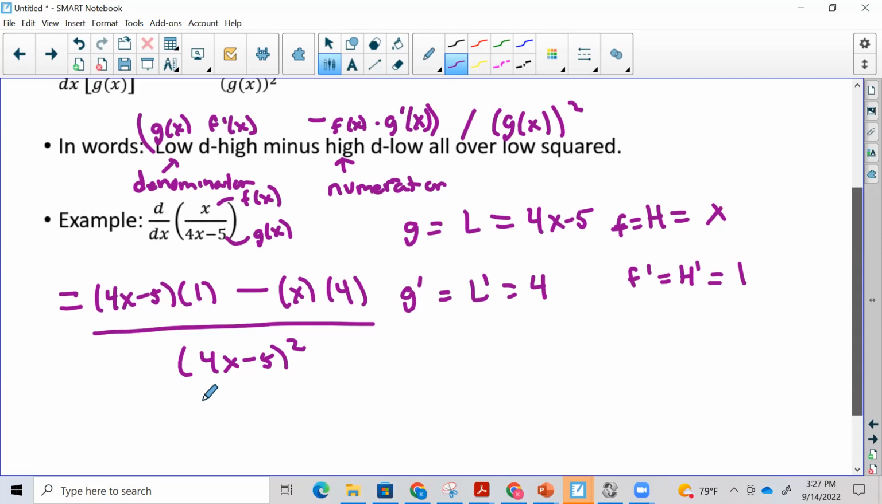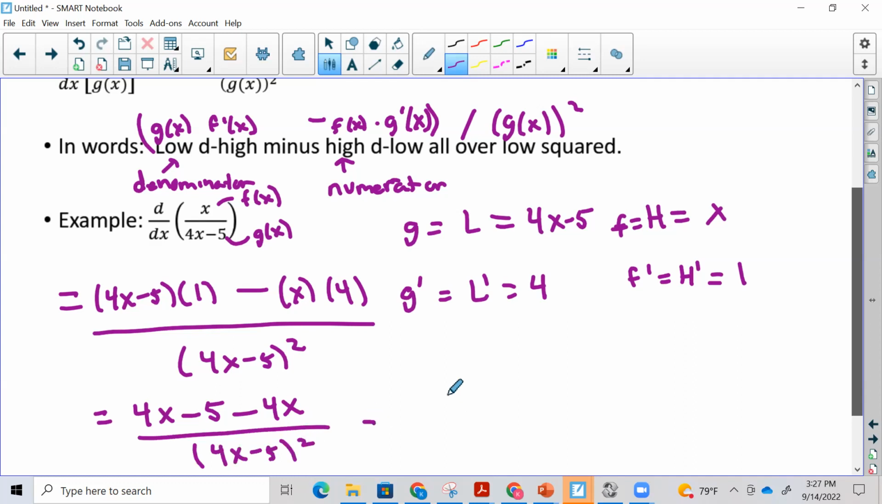Again, we don't simplify this too much. I mean, this one we can because it's not really hard. So 1 times 4x minus 5 is 4x minus 5 minus 4x over 4x minus 5 squared. And then that gives me negative 5 over 4x minus 5 squared. And that would be my derivative of x over 4x minus 5. Okay. So that is kind of the basics of the quotient rule.